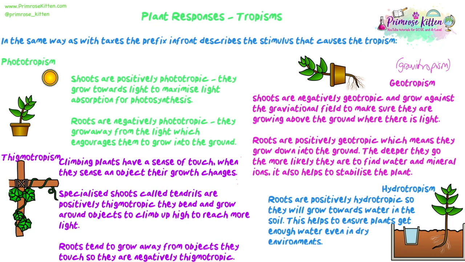And lastly, hydrotropism. This is another one that makes sense. So roots are positively hydrotropic, so they grow towards water in the soil. This helps to make sure that they get enough water, even in dry environments. So you can see here, the roots of my plant are bending towards that cup of water. They can sense increased water content in soil or in substrates, and they will grow towards it in order to maximize the amount of water the plant can get. This makes sense. So all of these are tropisms because they are all directional and the growth of the plant is changing.